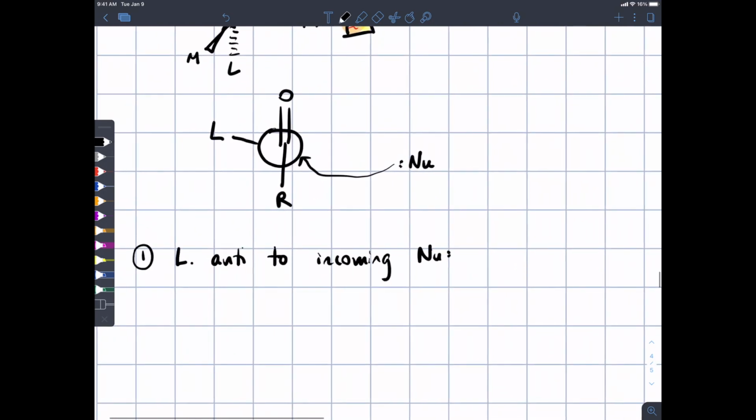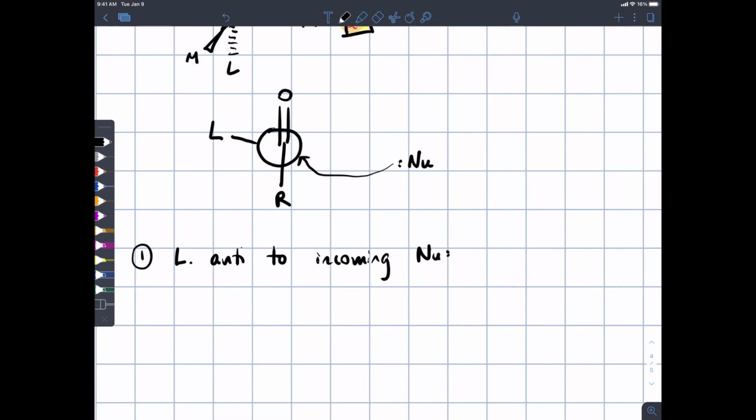And it's thought that it has to do with hyperconjugation. So as the nucleophile attacks, you're going to form a new sigma bond here, right? And then there's going to be starting to form a new sigma star right here. And if you place the large group anti to the nucleophile, that will create a situation in which this bond can best hyperconjugate with the sigma star that's forming from the nucleophile. Okay.